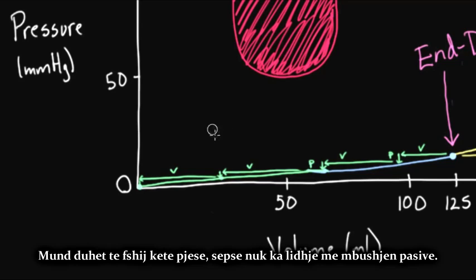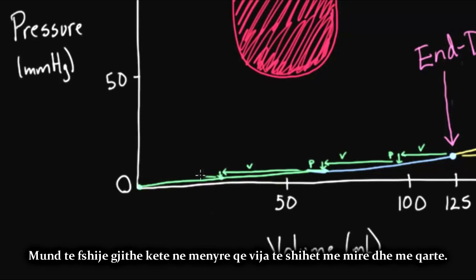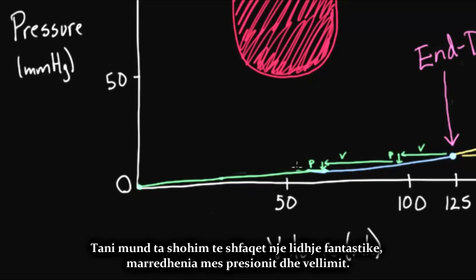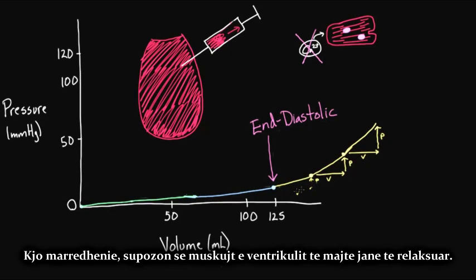And of course, I would have to erase this little chunk because that was not related to passive filling, right? That was, remember, where the left ventricle was still relaxing. And I could also just erase all this stuff to make our line more clear and easy to see. And so now what you see emerging is a fantastic relationship, right? A pressure-volume relationship.